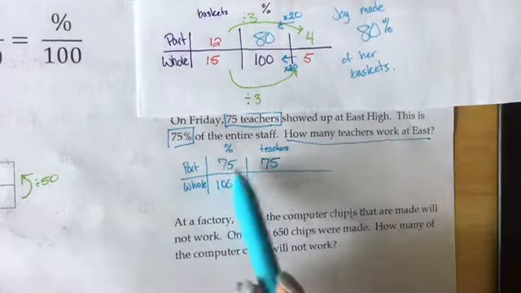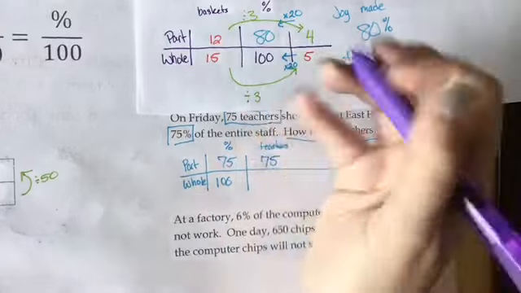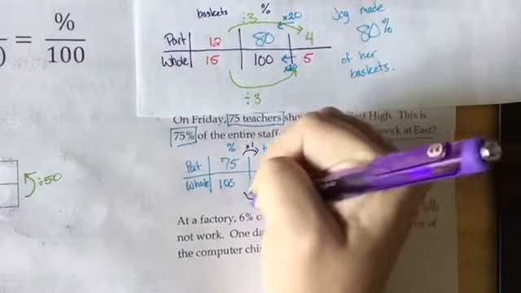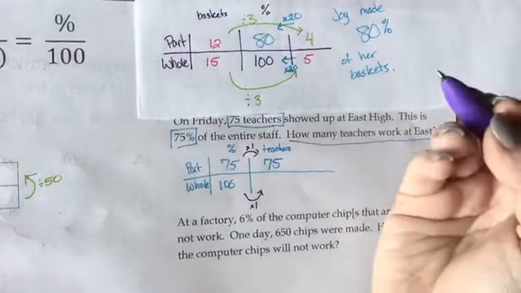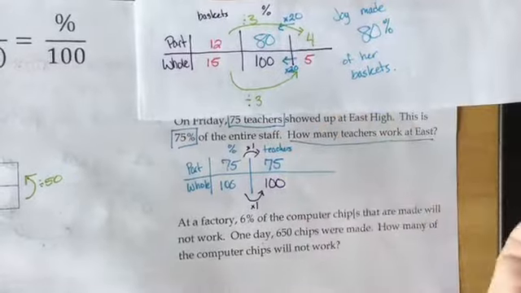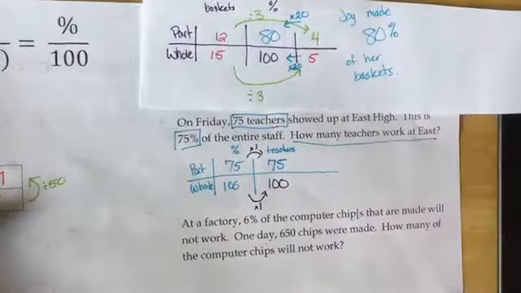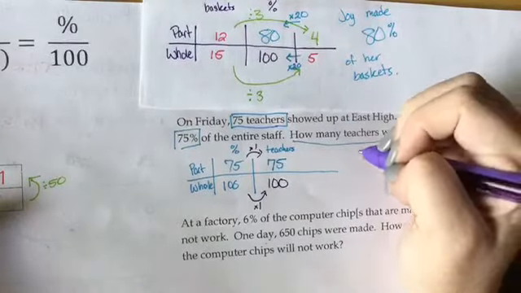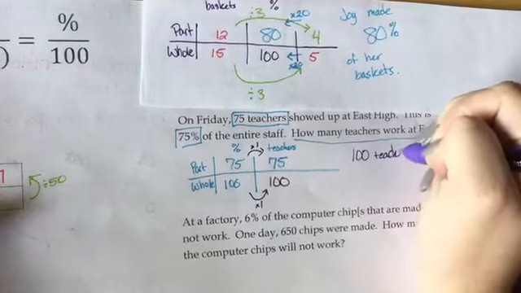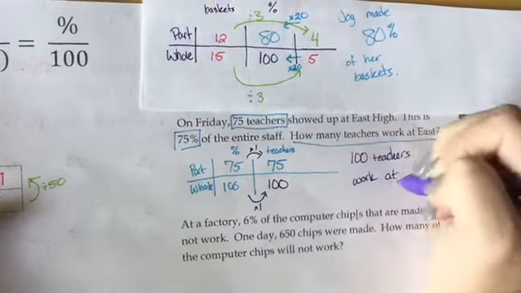So I can notice really easily what? That I have the same number on top. That means what should I have on the bottom? If this is times 1, I should times by 1, and I'll get 100, right? It should be the same. So there are 100 teachers who work at East.